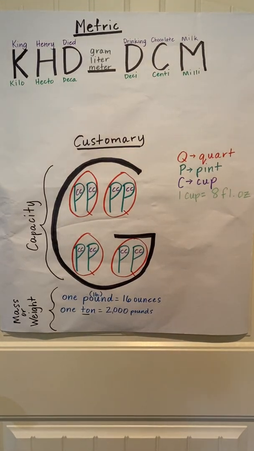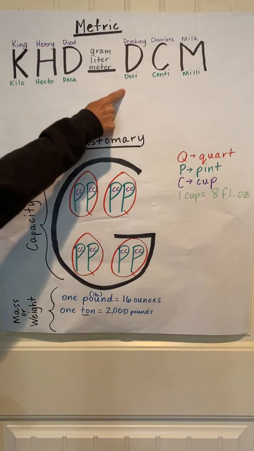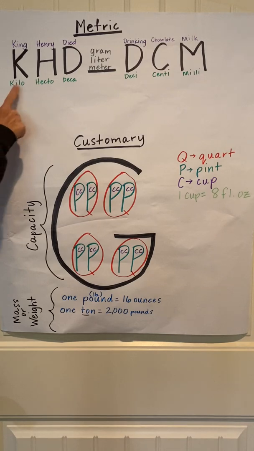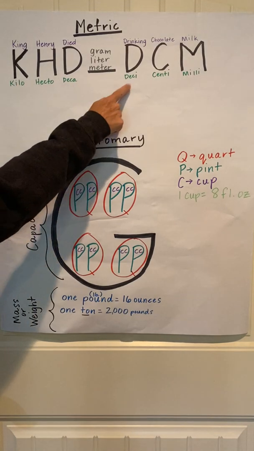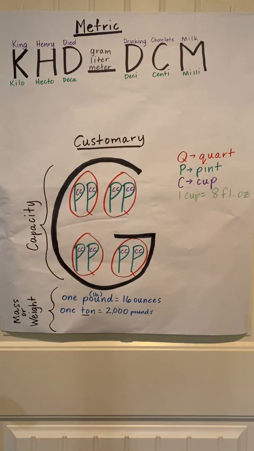When trying to make conversions between different units of measurement, it's very helpful to remember different tricks along the way. We'll start with metric units of measurement. You can see the prefixes here that go along with the different units: kilo, hecto, deca, deci, centi, milli. Instead of having to try to remember which prefix goes where just by the name of the prefix, you can remember the phrase, King Henry died drinking chocolate milk.